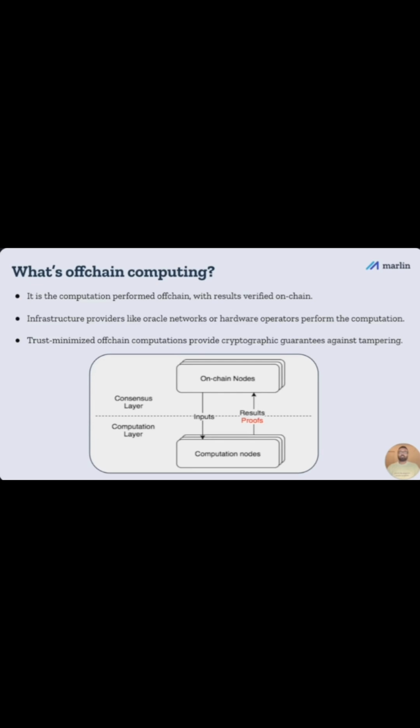Off-chain computing is not just about speed, it's about unlocking entirely new capabilities. Two primary examples of off-chain computing architectures are rollups and coprocessors. Let's take a look at why rollups are needed and how they actually work.